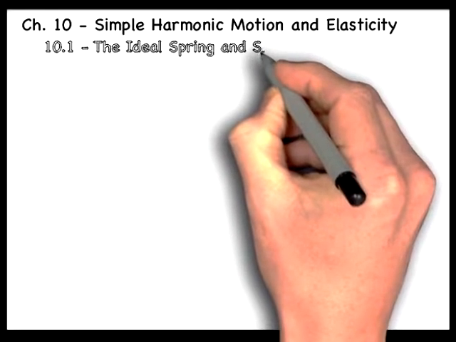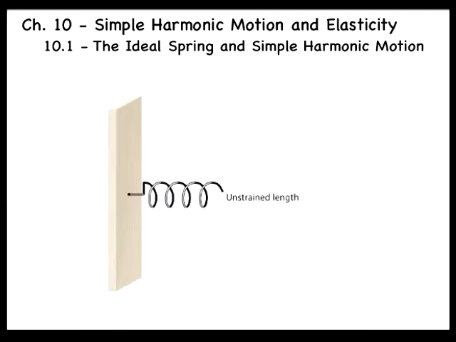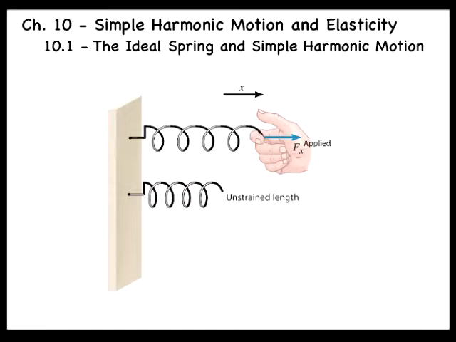We start this chapter on simple harmonic motion and elasticity with a discussion of the ideal spring and simple harmonic motion. Springs are familiar objects found in a range of applications, from push-button switches to automobile suspensions. A spring will respond to a push or a pull by compressing or stretching. For small displacements, the relationship between the displacement x and the magnitude of the push or pull force is linear.